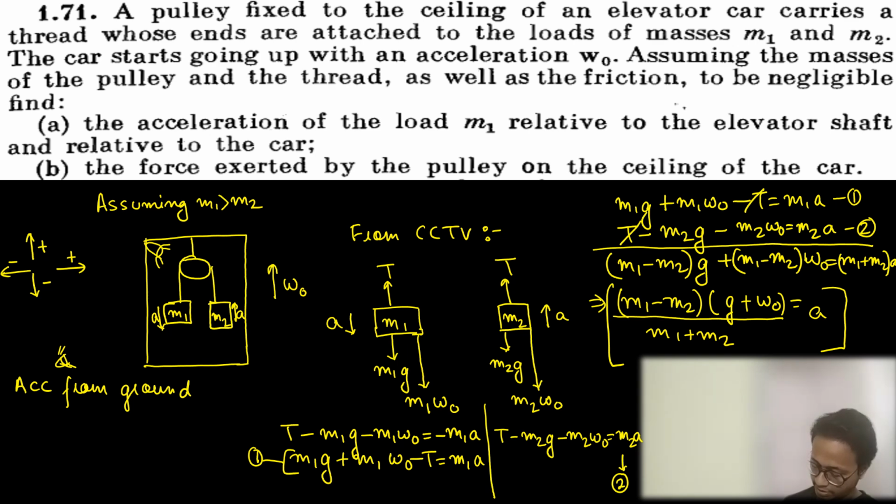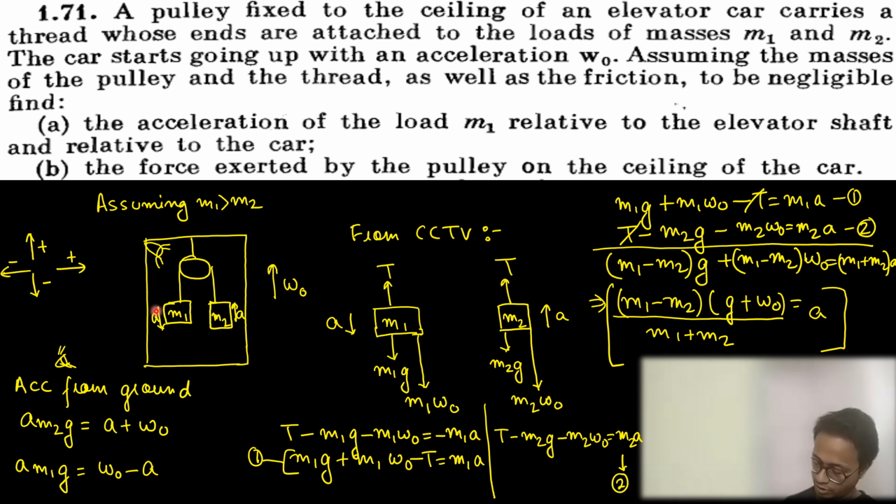So the relative acceleration of M2 with respect to ground is how much? A plus omega naught. But A has the value of this one. And the relative acceleration of M1 with respect to ground is nothing but omega naught minus A. Sorry, minus A, not G. Why? Because omega naught is trying to move up and A is trying to move down. Out here, why not A minus omega naught? See out here, upward is positive, downward is negative.